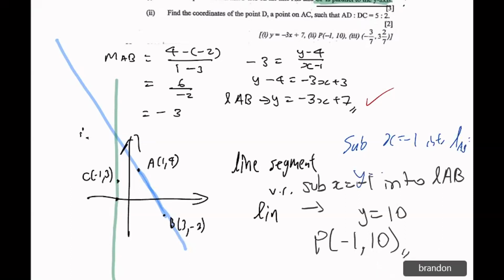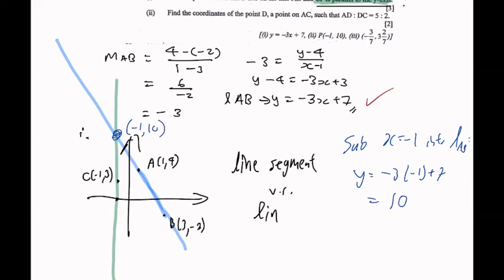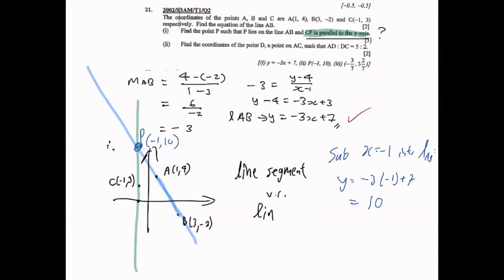So therefore, y is equal to -3 times -1 plus 7. 7 plus 3, 10. Okay, so this is -1, 10. That's point P. Good. Moving on to part 2.